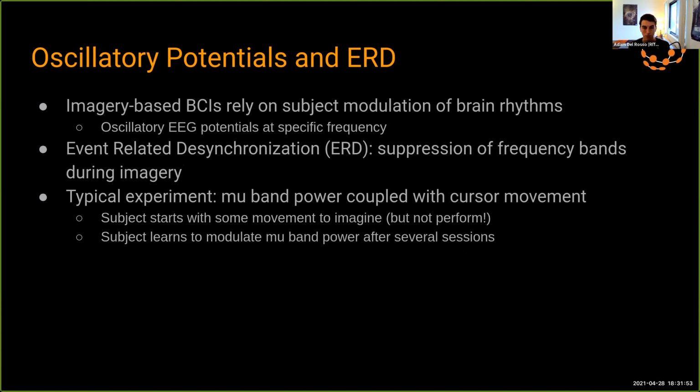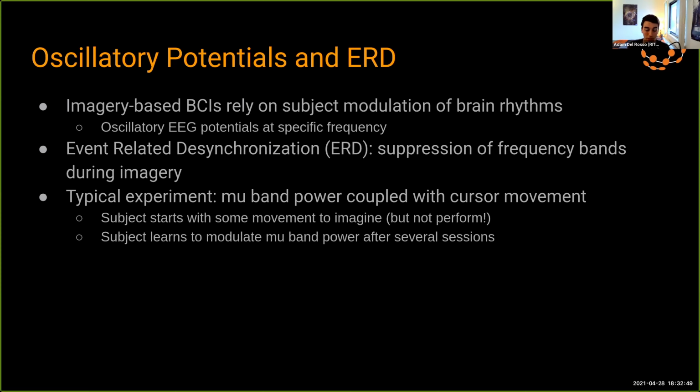Cool. So oscillatory potentials and event-related desynchronization. In this context, we're talking about imagery or motor imagery-based BCIs. And in the case of event-related desynchronization, which is actually what's enabling the BCI that I'm going to show off here in a little while, when you imagine movement of your right hand or your left hand, that is going to be detectable as a desynchronization. So really a decrease in amplitude for a certain frequency range over the C3 and C4 electrodes that I showed before in the 10-20 diagram.